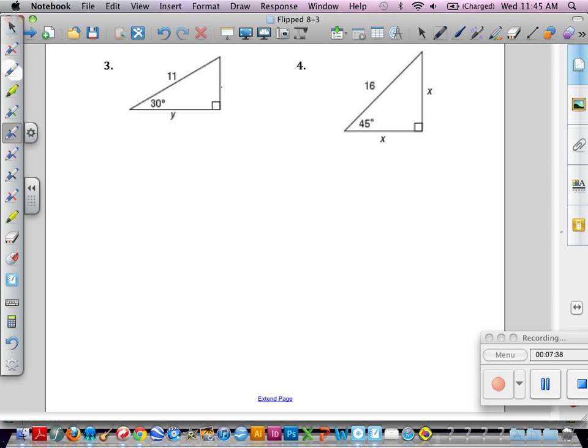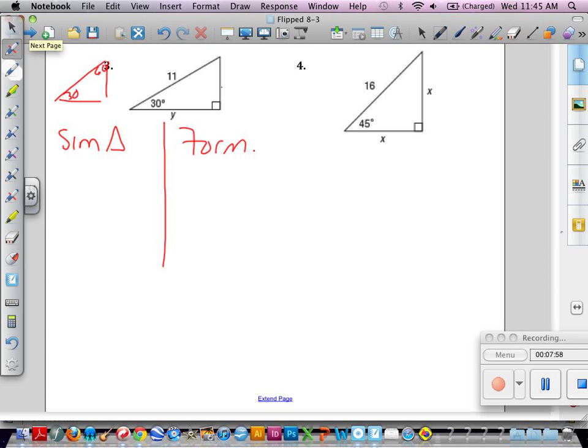All right, I got another 30, 60, 90 triangle. I can do it by my similar triangles, or I can do it my formula way. If I'm doing it by my similar triangles, this is my 30, this is my 60. So this is going to be 1, this is going to be 2, that's going to be root 3. So I'm setting up my proportions.